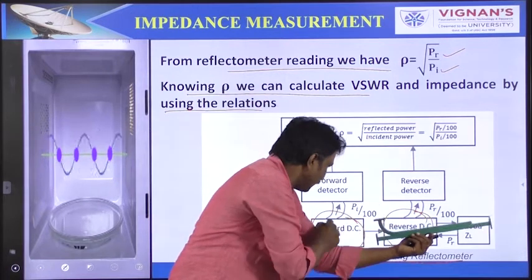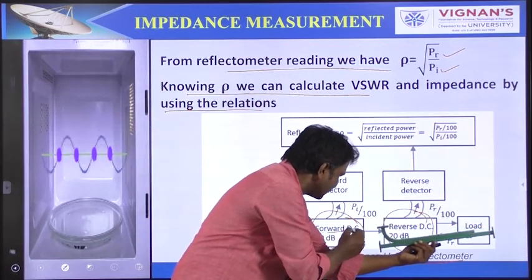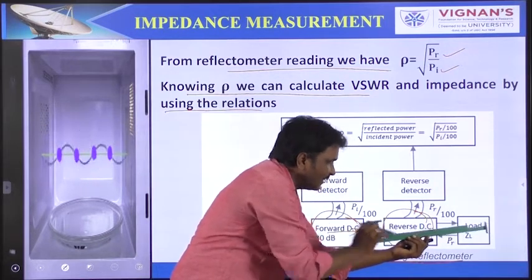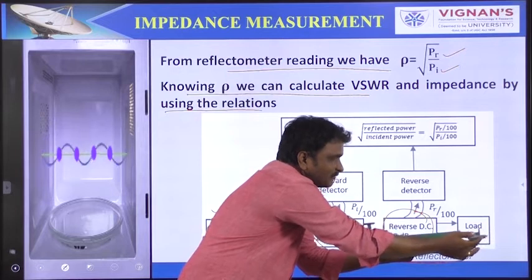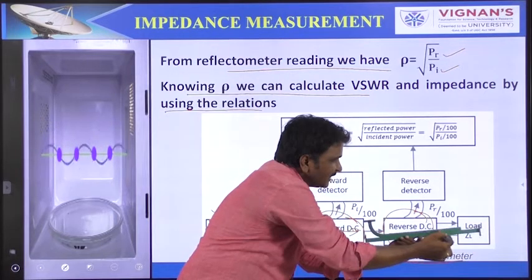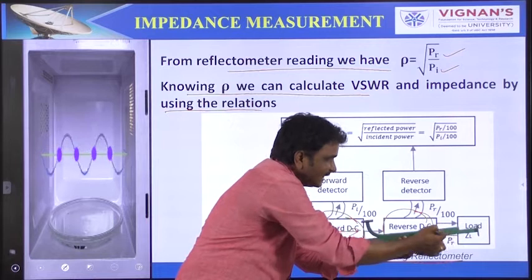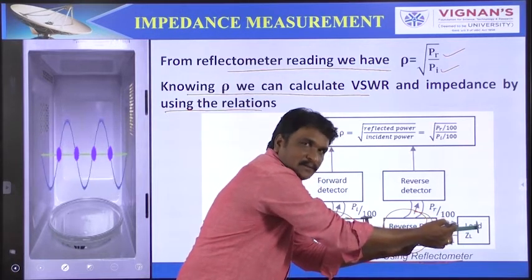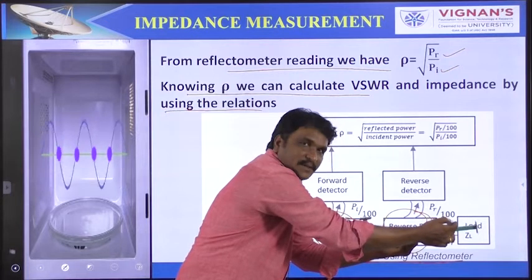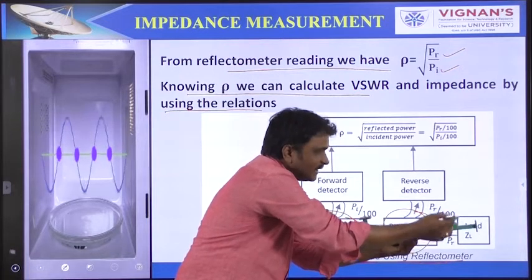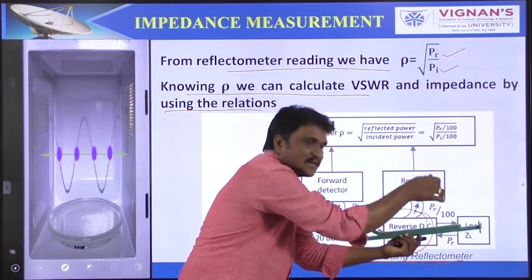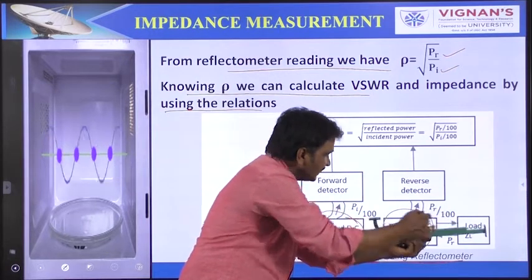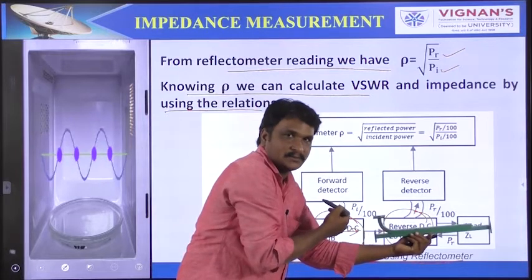Right? Whatever power comes towards this direction enters into this directional coupler, and maximum power will come out of this port. A very small amount of leakage power enters into this port. This is already terminated with a matched load, so there are no reflections coming from this port. Whatever power enters into this port is completely absorbed by the matched load. So there is no power coming out of this port.